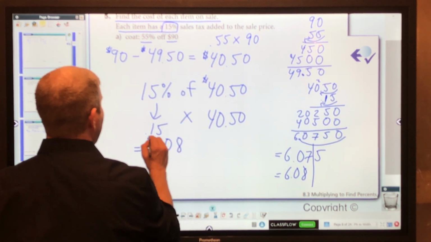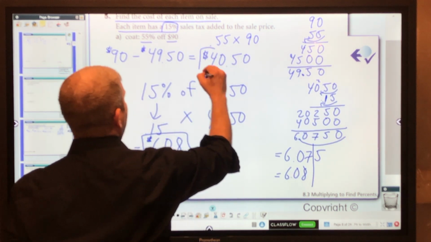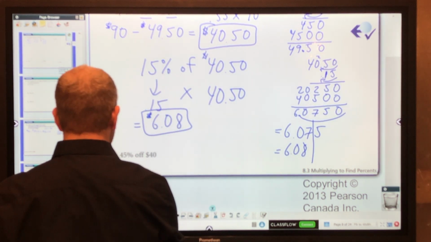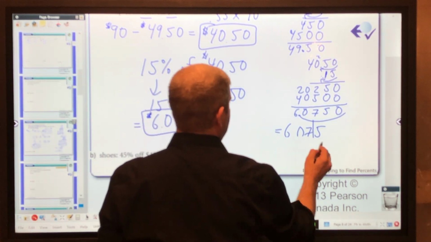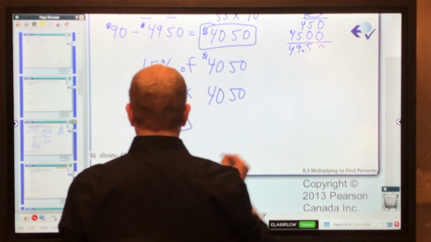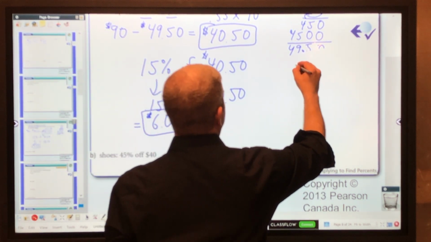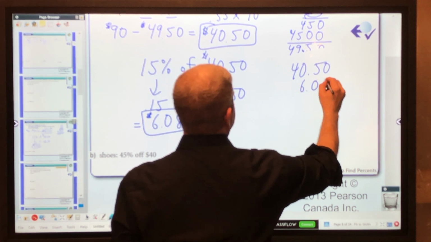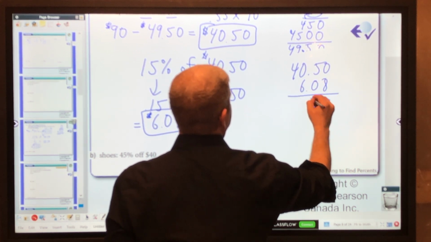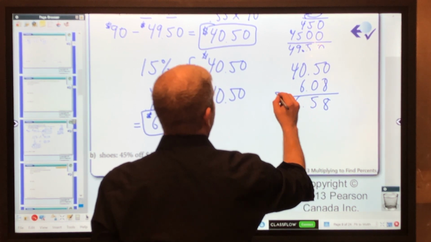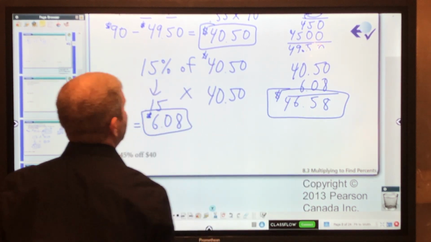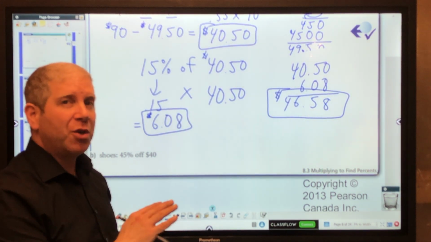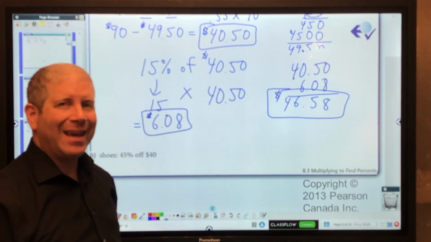So I have to add that, my tax, to my $40.50. Let's do that over here. I'm going to erase a little bit. And here we go. So my total price will be $40.50 plus my $6.08. So 8, 5, 6, and 4. And there's my final price. So this is a 2-step problem. You've got to be really clear and make sure you've placed everything nice and neatly in their spaces.